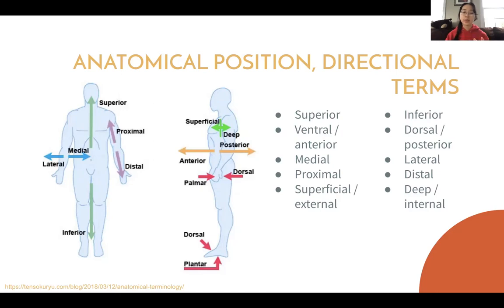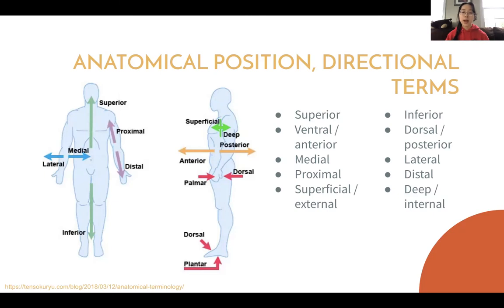Ventral and anterior mean the same thing when you're talking about humans. This isn't really the case for animals, but with humans, they're interchangeable, as well as dorsal and posterior. So that just means front and back, generally speaking. So anterior is front, posterior is back.